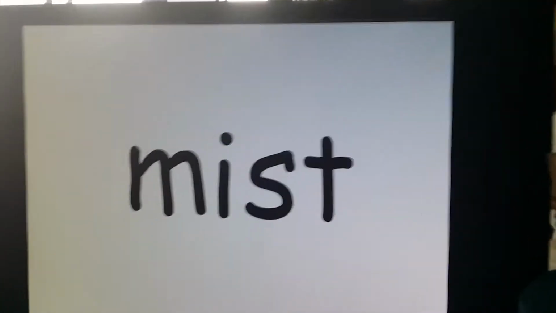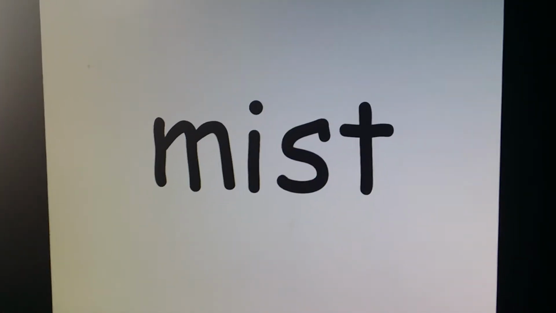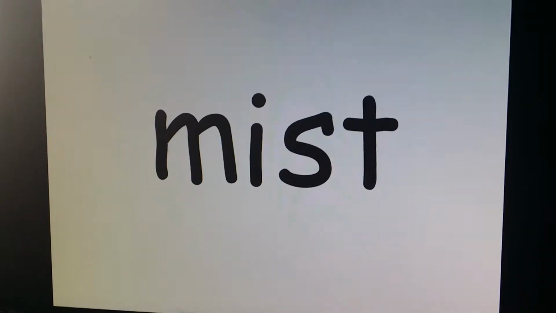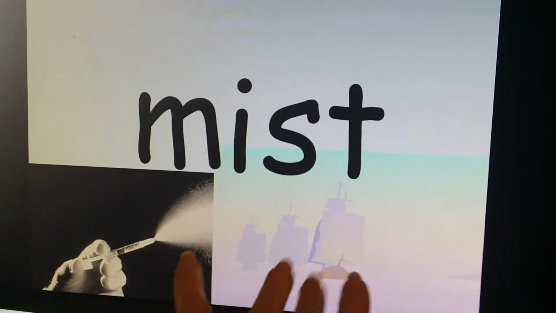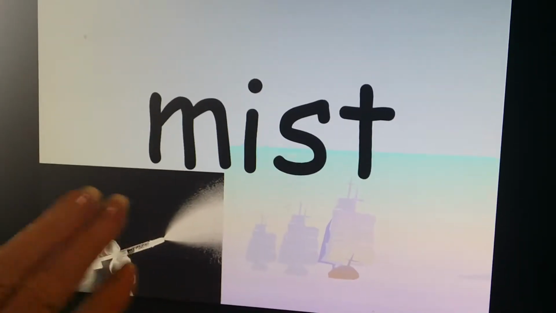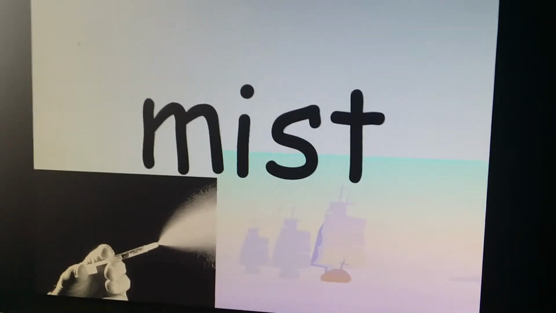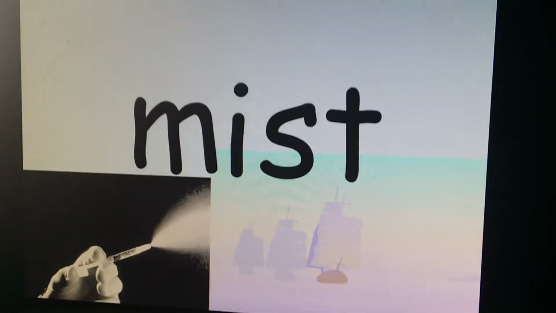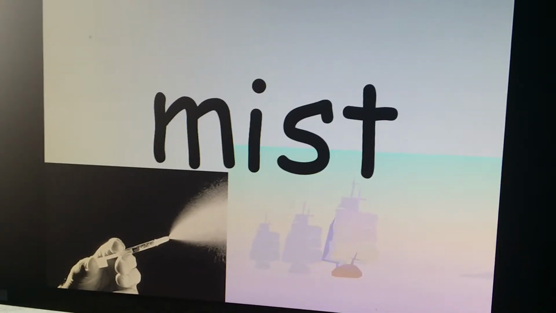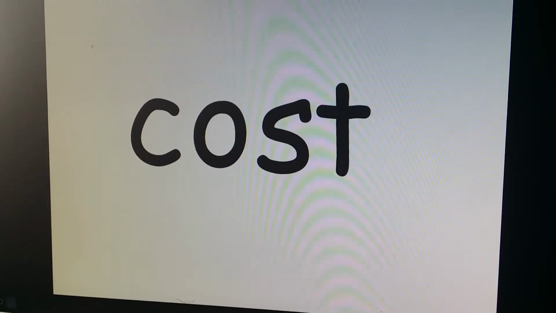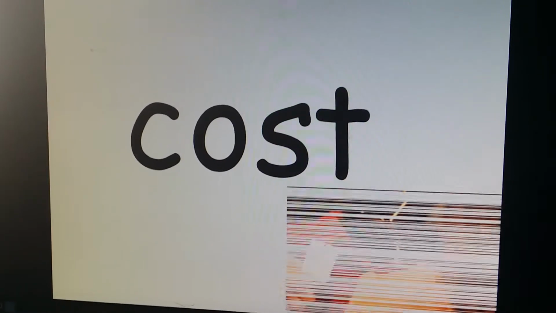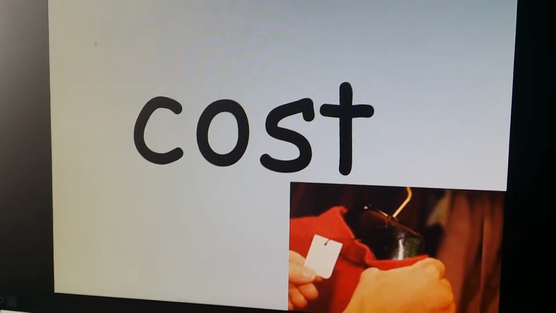Mist. A mist is when water or something comes out in a fine mist, like a fog. These ships are in a foggy mist, or a mist that comes out of a sprayer. It doesn't get you soaking wet. It's just a little bit of mist. Good. Cost. How much does something cost?